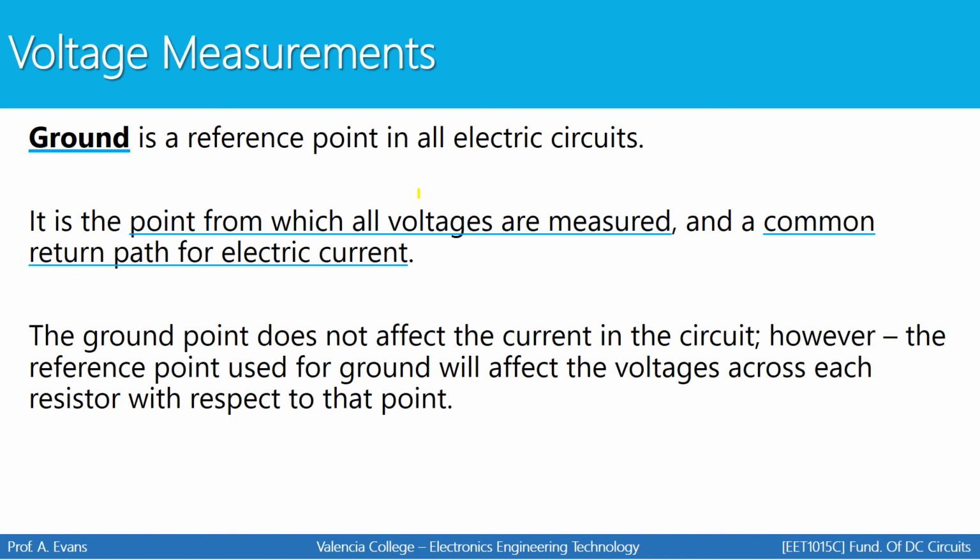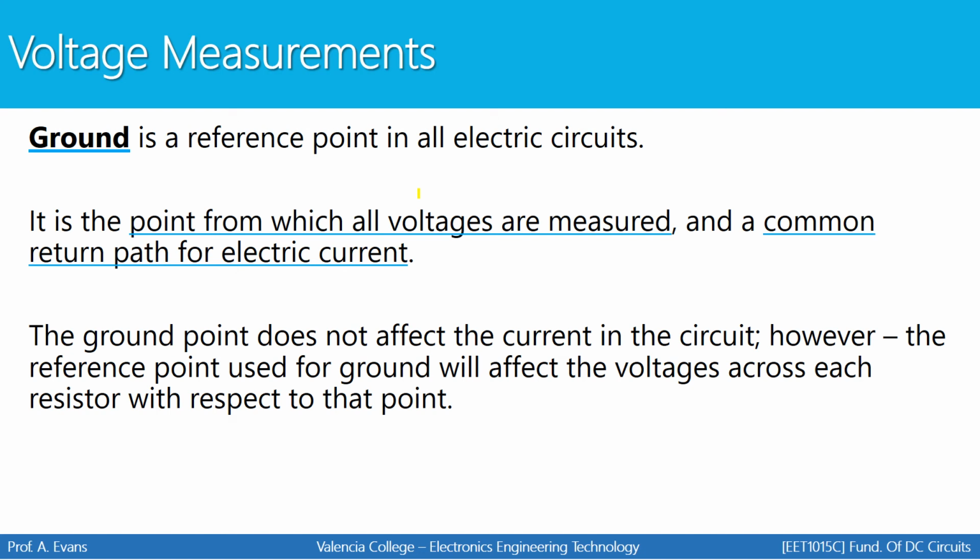Our next topic is voltage measurements. Whenever we make a measurement within a circuit, we use something called a ground. A ground is a reference point in all electric circuits. It's the point from which all voltages are measured. So if we measure a voltage, we're always measuring it with respect to where the ground is located on the circuit. It's also considered a common return path for electric current.